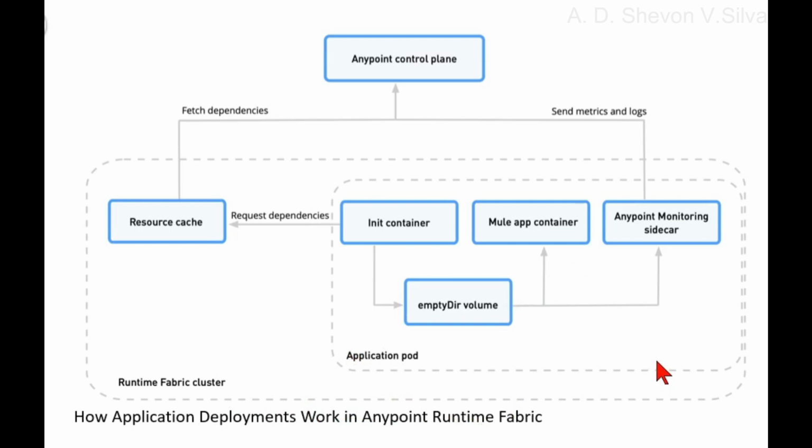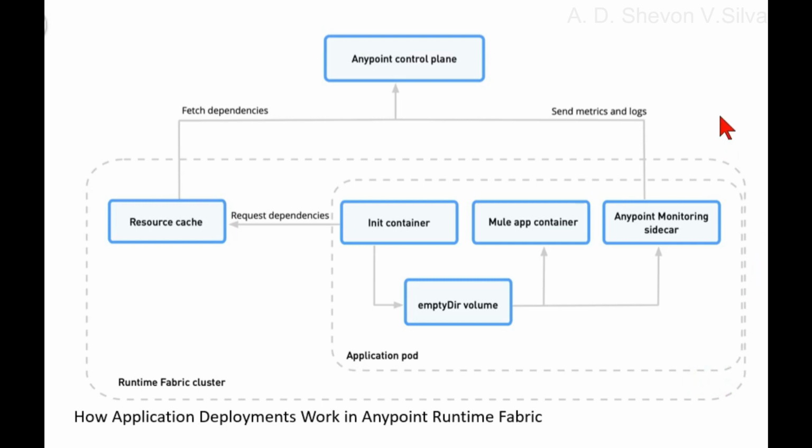One, you use Runtime Manager to trigger application deployment. Two, the Runtime Fabric agent in the target cluster receives the request to deploy the application. Three, Runtime Fabric assigns the application to an existing namespace and creates a new namespace if necessary.